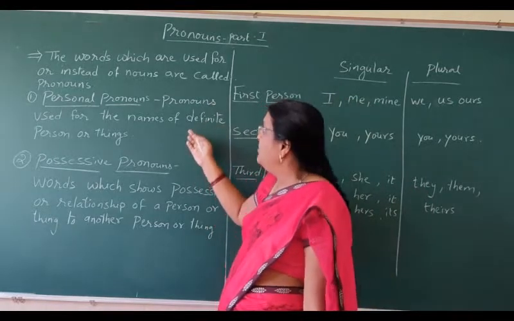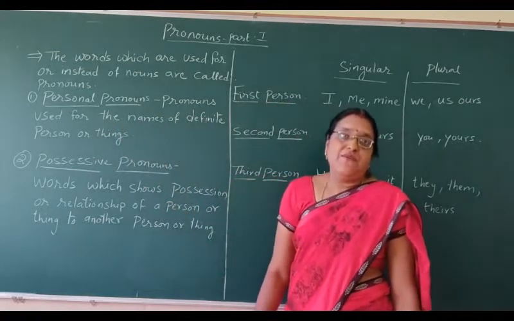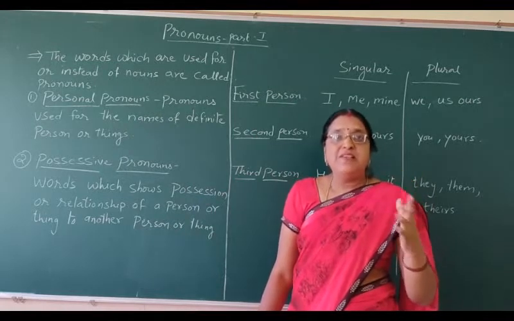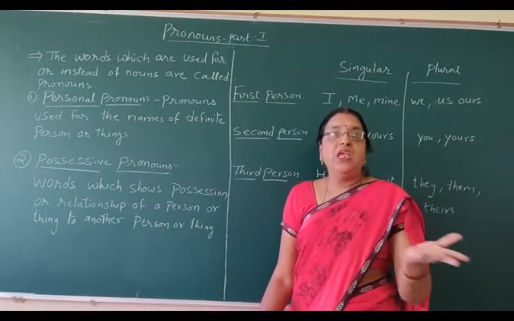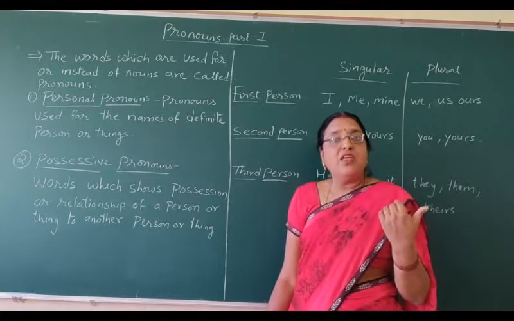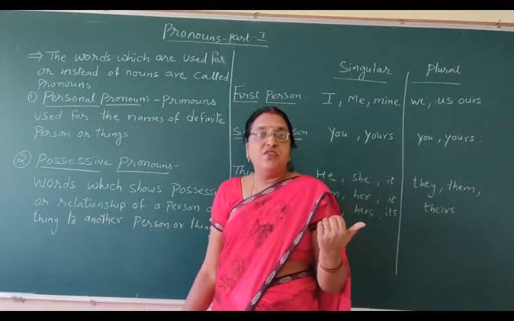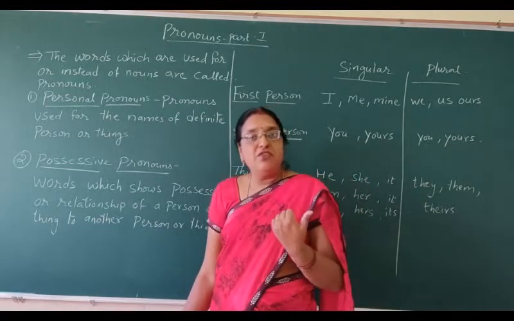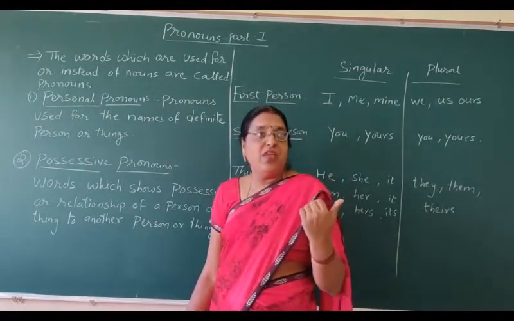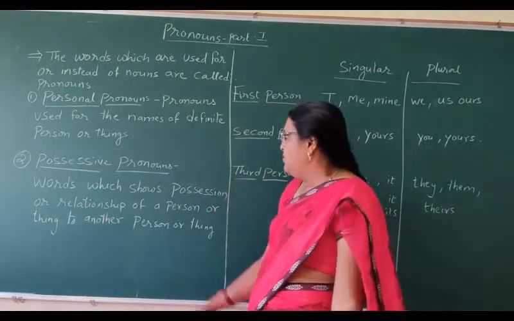What are personal pronouns? Pronouns used for the name of a definite person or thing. Definite person means I, you, he, she, a particular person. Or a thing. If we are talking about a non-living object or an animal, which pronoun do we have to use? It. So when we are talking about some definite person or thing, we are talking about a personal pronoun.